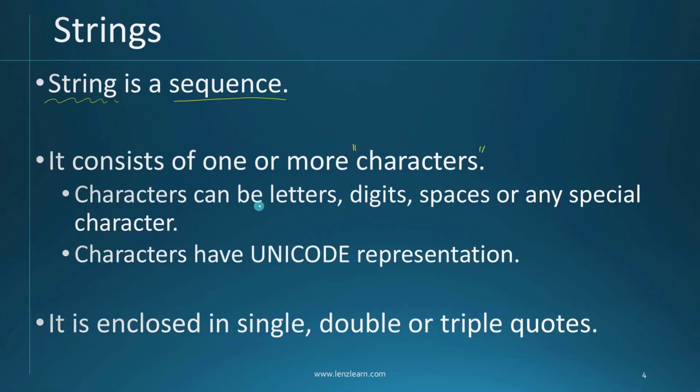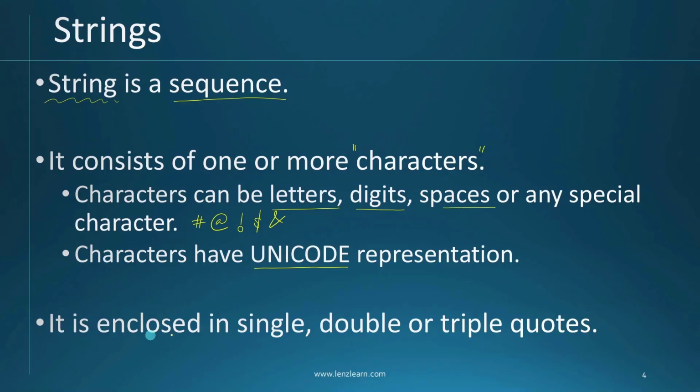So here you can see characters can be any letter, any digit, a space, or any special character like hash, @, exclamation mark, dollar, ampersand, right? Anything. Every button that you see on your keyboard can be converted to a character. Now the characters are represented with Unicode values inside Python. That's an encoding scheme just like ASCII. So when you press a character, the corresponding Unicode value for that character will be read by the Python interpreter, and the interpreter understands the particular character.